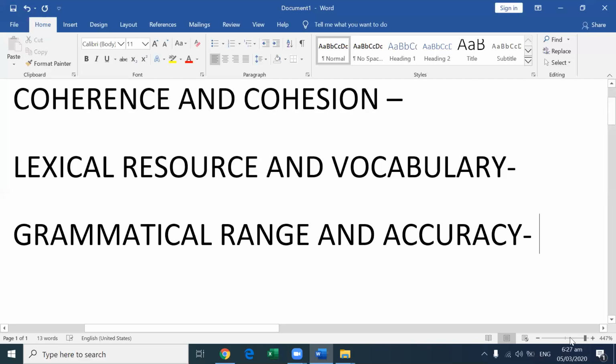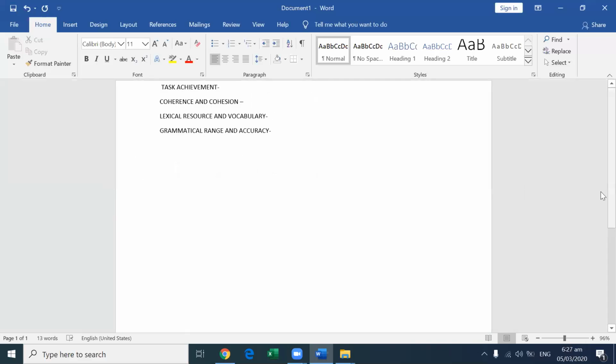So that's how you will be graded by your examiner. The task achievement, coherence and cohesion, lexical resource and vocabulary, and then your grammatical range and accuracy. So each accounts to 25% of your total band score for the writing. Remember that your task 2 is 66.6% of your total band score.